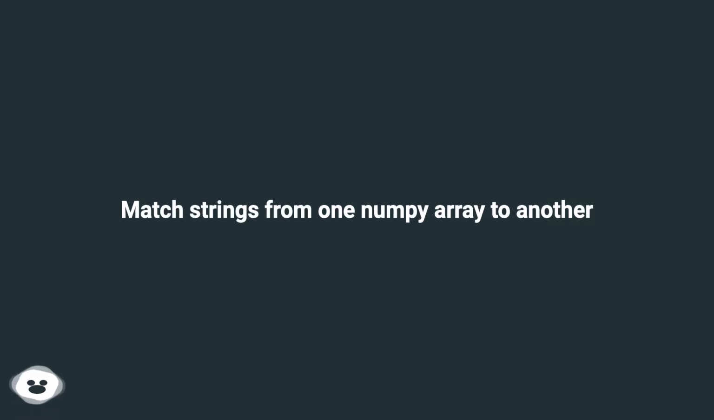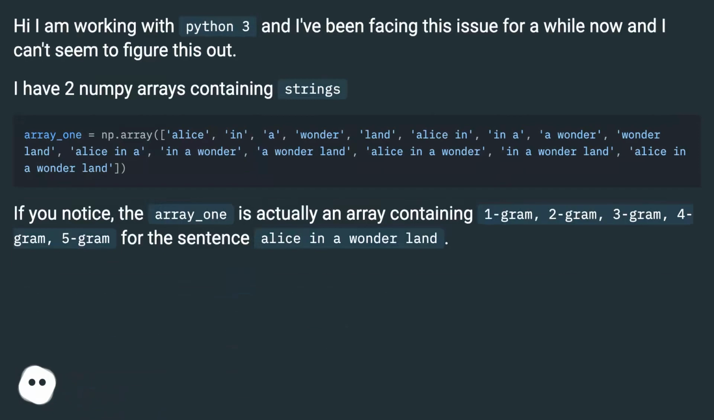Match strings from one Numpy array to another. Hi, I am working with Python 3 and I've been facing this issue for a while now and I can't seem to figure this out. I have two Numpy arrays containing strings.